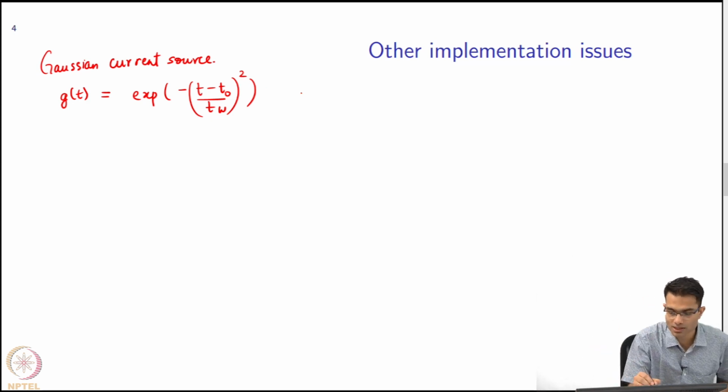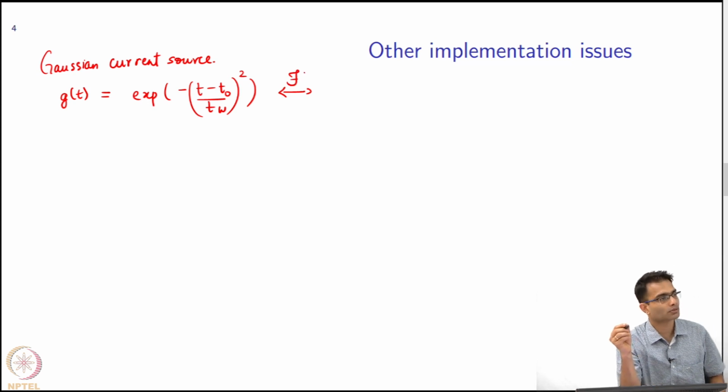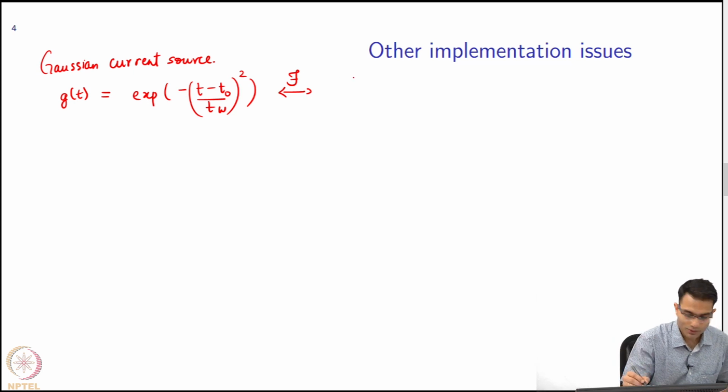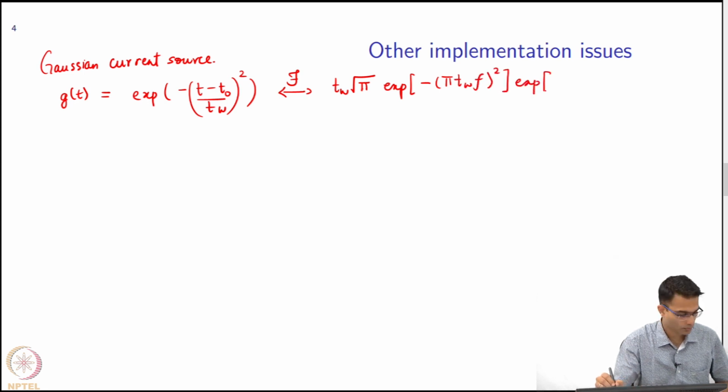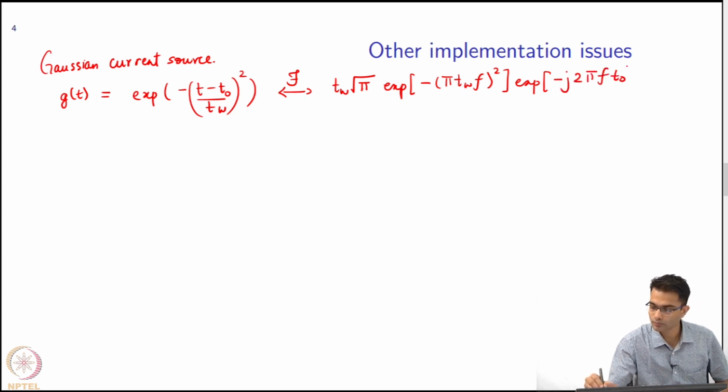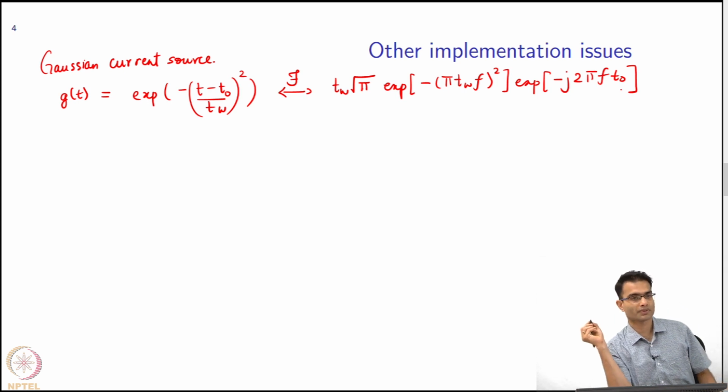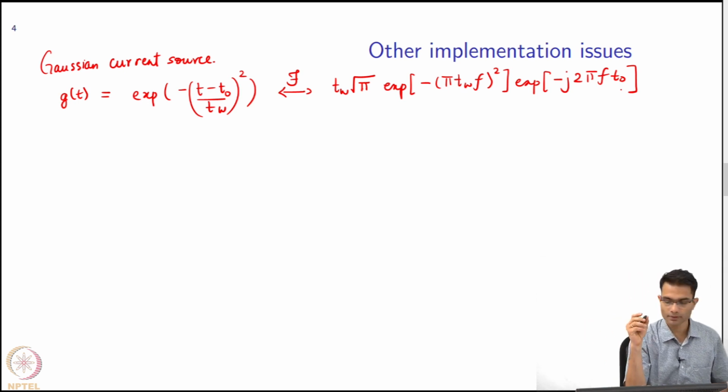So, the Fourier transform of this is, Fourier transform of a Gaussian is a Gaussian. That is one of the reasons you choose a Gaussian way to implement a source, right. So, I will just write down the Fourier transform. This is in the frequency domain, okay.